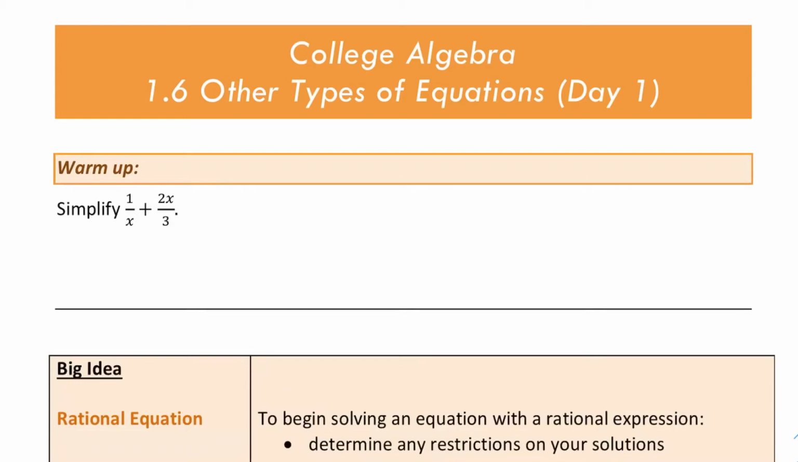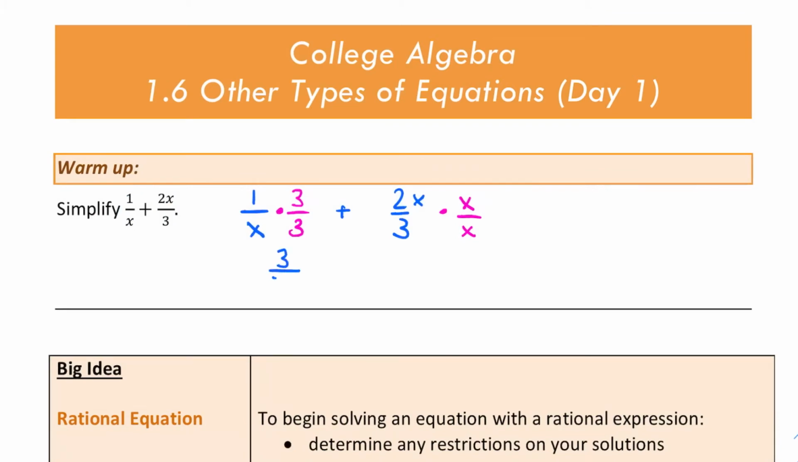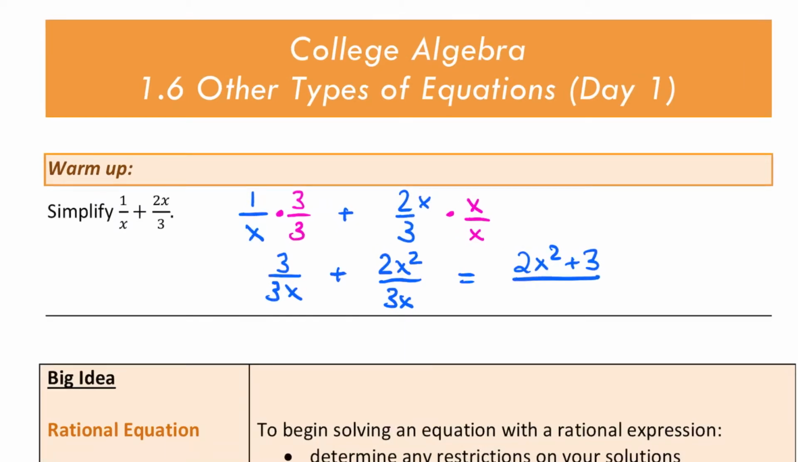We are going to look at some other types of equations today, which is not very specific, but one type is going to be rational equations that involve a lot of fractions. So like in this warm-up here, if you're adding two fractions together, you need to get a common denominator. On this one, my common denominator would be 3x, so I'd have to multiply by my fancy version of 1, 3 over 3, and x over x. And now that they have a common denominator, I can write it as a single fraction. And now it is a single rational expression.